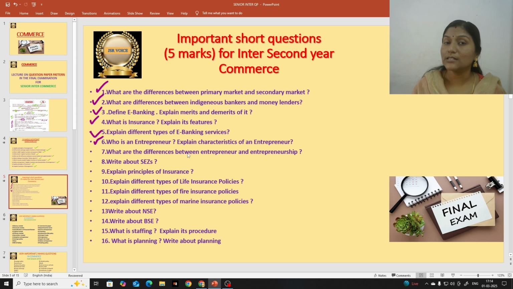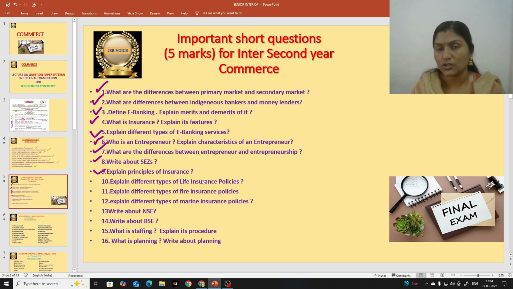Next one, who is an entrepreneur? Explain characteristics of entrepreneur. And seventh one is, what are the differences between entrepreneur and entrepreneurship? Next, eighth one is, write about SEZ. SEZ means special economic zones. Next, ninth one is, explain principles of insurance.